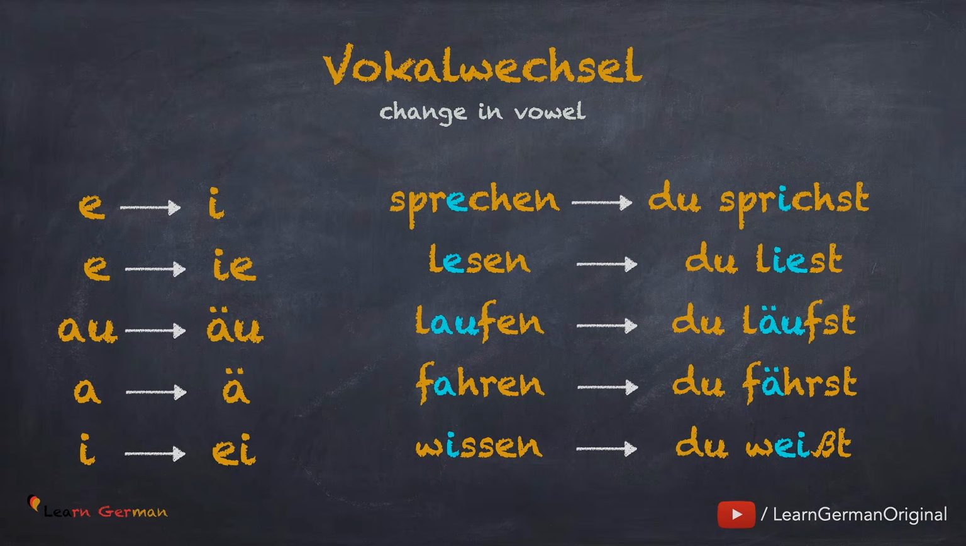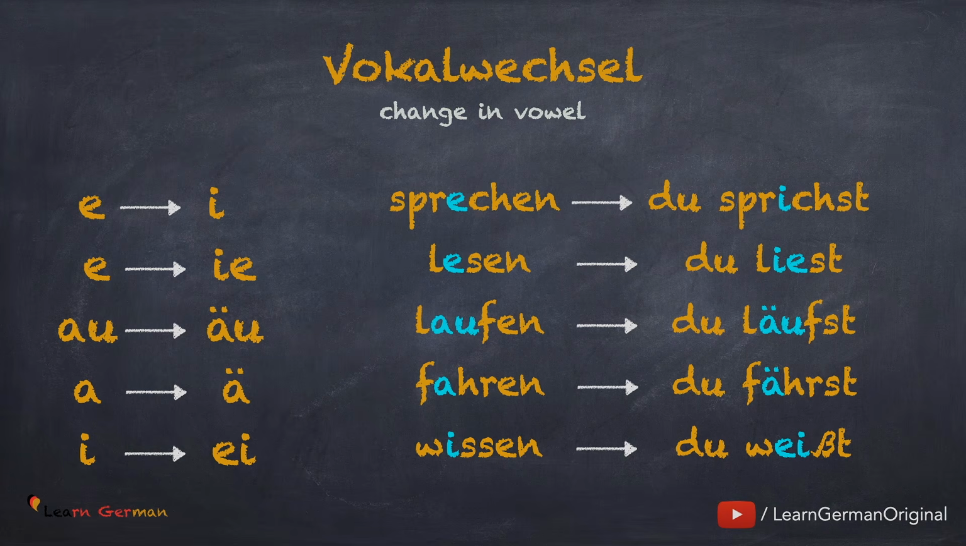Vokalwechsel. Here are the changes that you will notice when the vowel changes in irregular verbs. E changes to I or IE. For example, when we conjugate sprechen, it changes to du sprichst, or lesen, which changes to du liest.